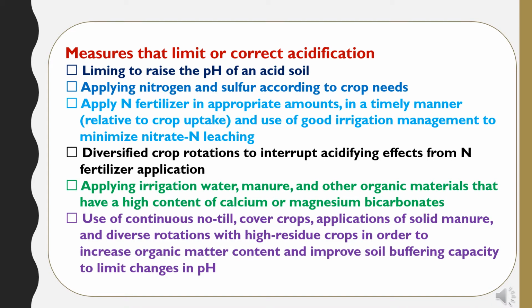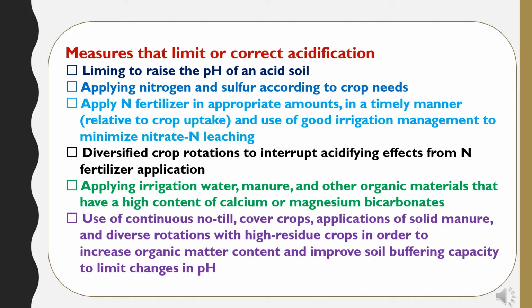Now let's study measures to limit or correct acidification. First, liming to raise the pH of acidic soils. Applying nitrogen and sulfur according to crop needs: apply nitrogen fertilizers in appropriate amounts in a timely manner relative to crop uptake, and use good irrigation management to minimize nitrogen leaching. Then diversified crop rotations to interrupt acidifying effects from nitrogen fertilizer application.